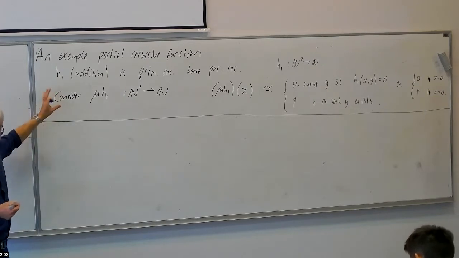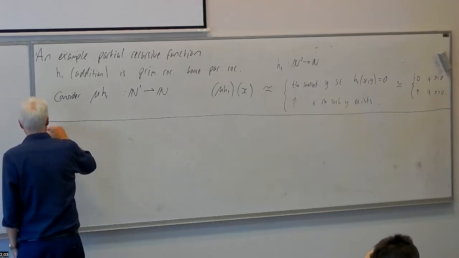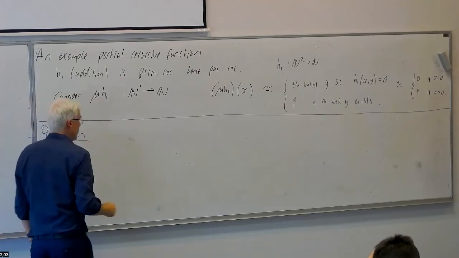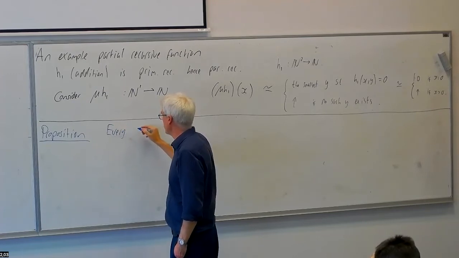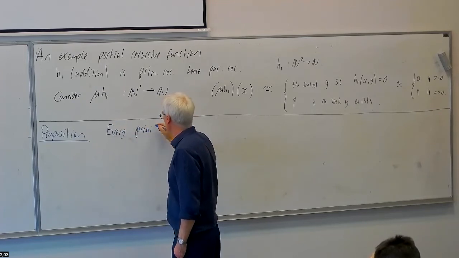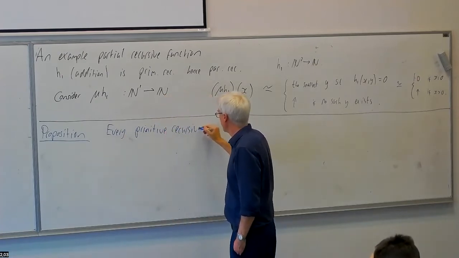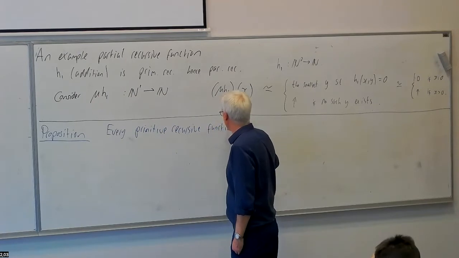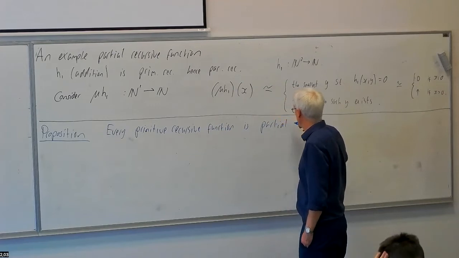But in any case, as we'll see in just a moment, the power of the partial recursive functions is much more than it might seem at first. So I'm going to state the proposition and the theorem. The proposition is that simply every primitive recursive function is partial recursive. I've already stated that and the reason for it. So the partial recursive functions include the primitive recursive functions.